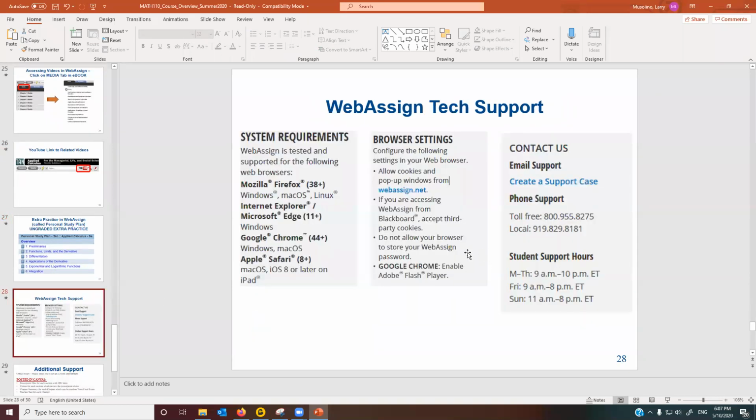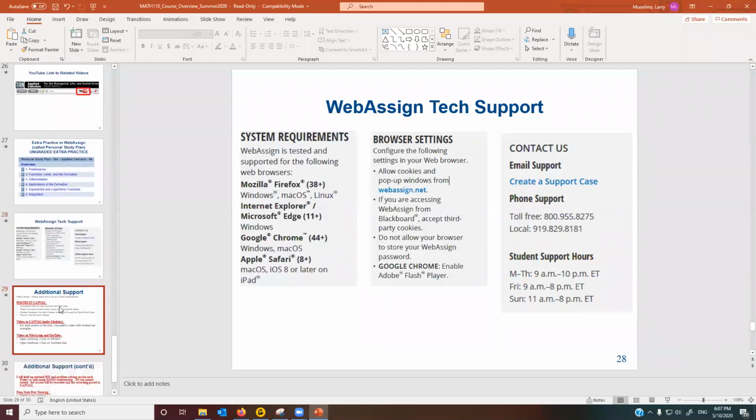Folks, if you need help using WebAssign for whatever reason, here's their phone number. Feel free to contact them. Their tech support is actually pretty good, and they can usually resolve any problems very quickly.